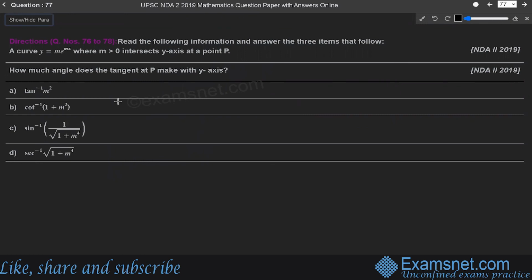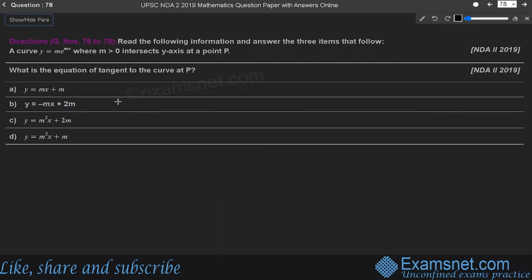Next question also has the same direction. Here the question is, how much angle does the tangent at P make with y-axis? We know that tan theta is equal to m square. So theta will be equal to tan inverse m square. Hence, the angle is tan inverse m square. So the correct option is option number A here.